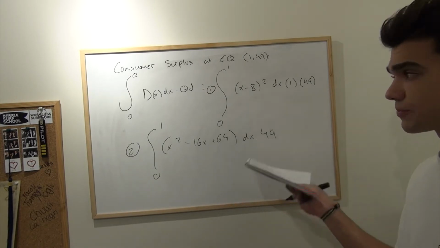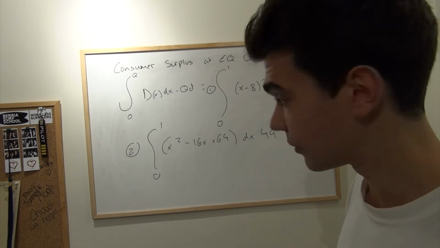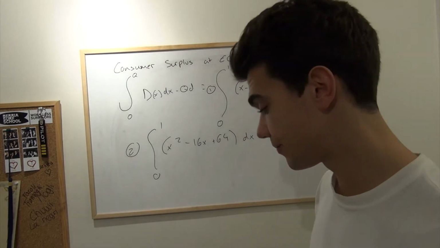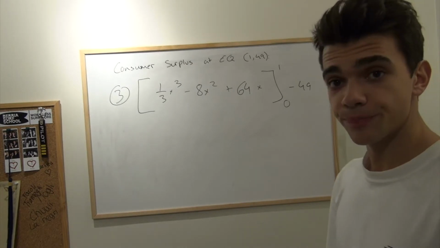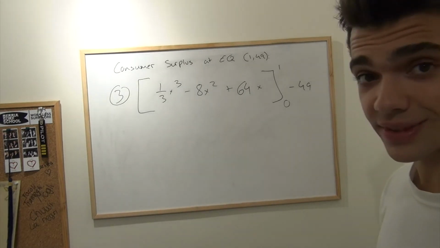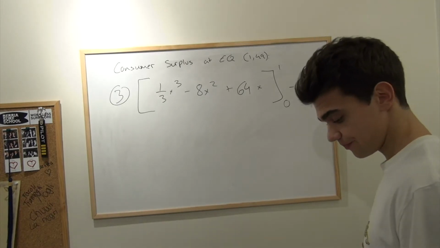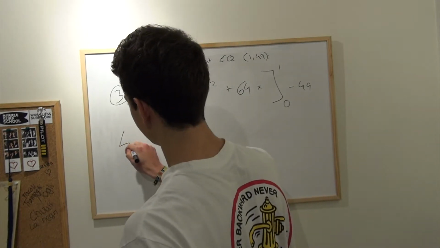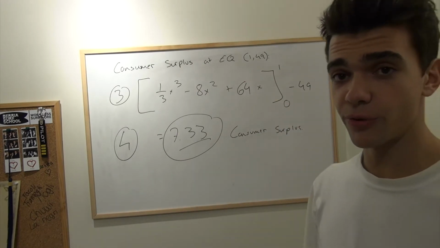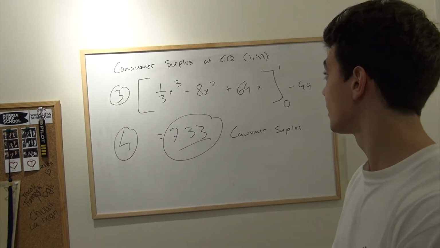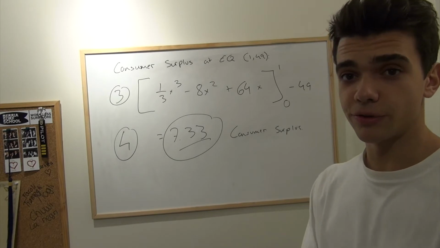This is the same as this, but just in another format. That would be easier for us for the next step. With just the integral. And then the final step. Evaluation. 7.33 would be the consumer surplus at the equilibrium point 1, 49.